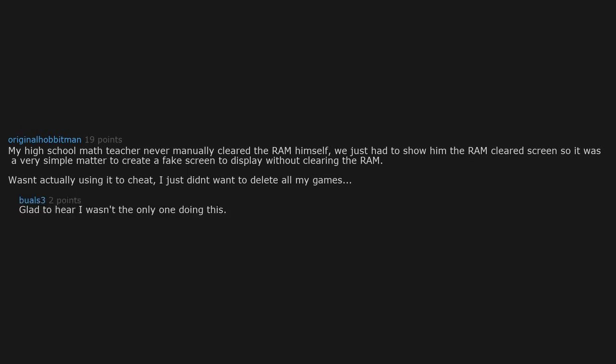My high school math teacher never manually cleared the RAM himself. We just had to show him the RAM cleared screen. So it was a very simple matter to create a fake screen to display without clearing the RAM. Wasn't actually using it to cheat. I just didn't want to delete all my games. Glad to hear I wasn't the only one doing this.